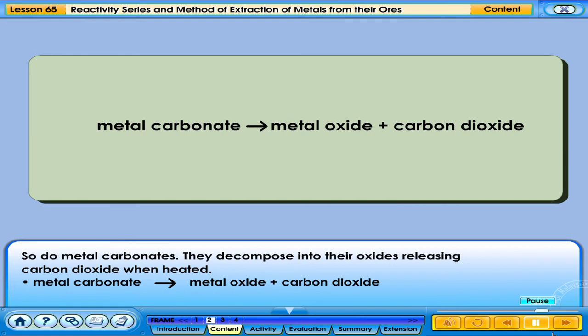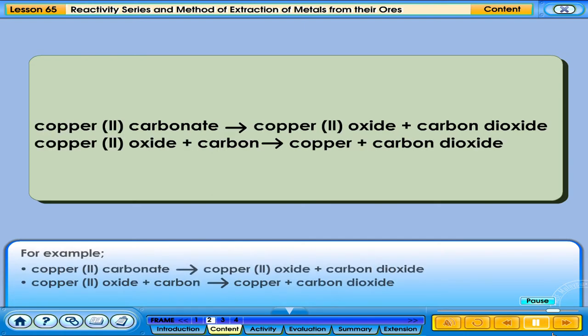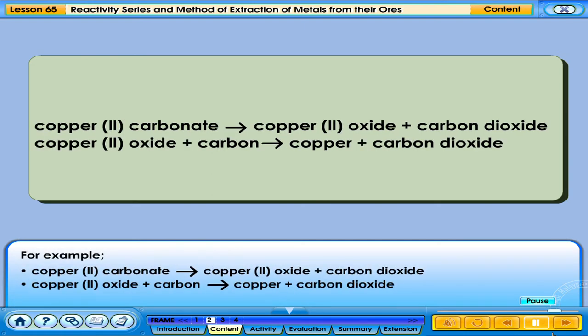So do metal carbonates. They decompose into their oxides, releasing carbon dioxide when heated. Metal carbonate produces metal oxide and carbon dioxide. For example, copper-2 carbonate forms copper-2 oxide and carbon dioxide. Copper-2 oxide reacts with carbon to form copper and carbon dioxide.